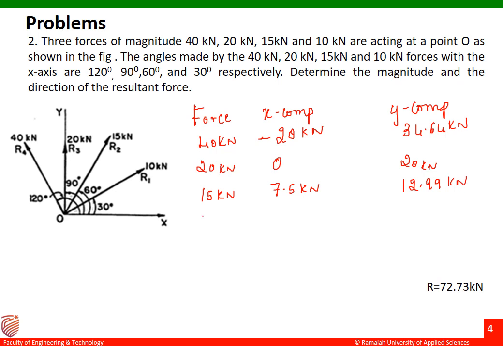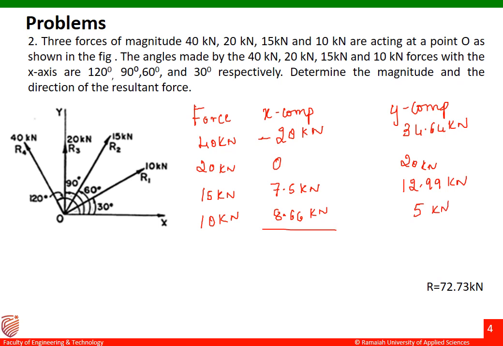So let us go for the fourth force, that is 10 kilonewton here. So the x component for that would be 10 cos 30. The answer is 8.66 kilonewton. So y component is 10 into sine 30 degrees. We'll get the answer as 5 kilonewton. So now the resolution of all the forces are over.